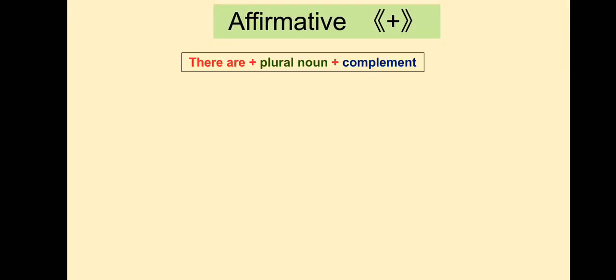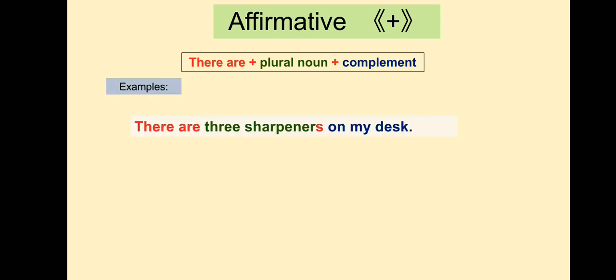Affirmative, you also use the plus symbol. The formula is going to be there are plus plural noun plus complement. For example, there are three sharpeners on my desk. You see here sharpener, but it's not going to be one. It could be two, three, or more than three.